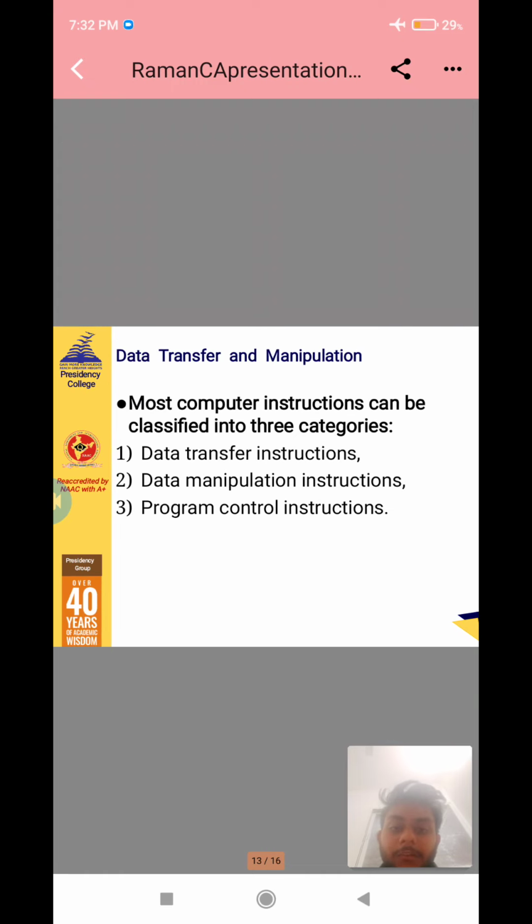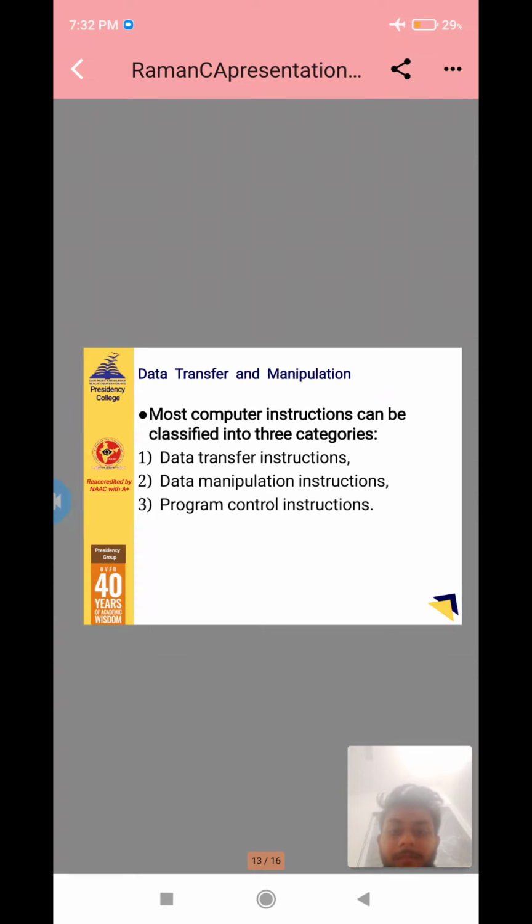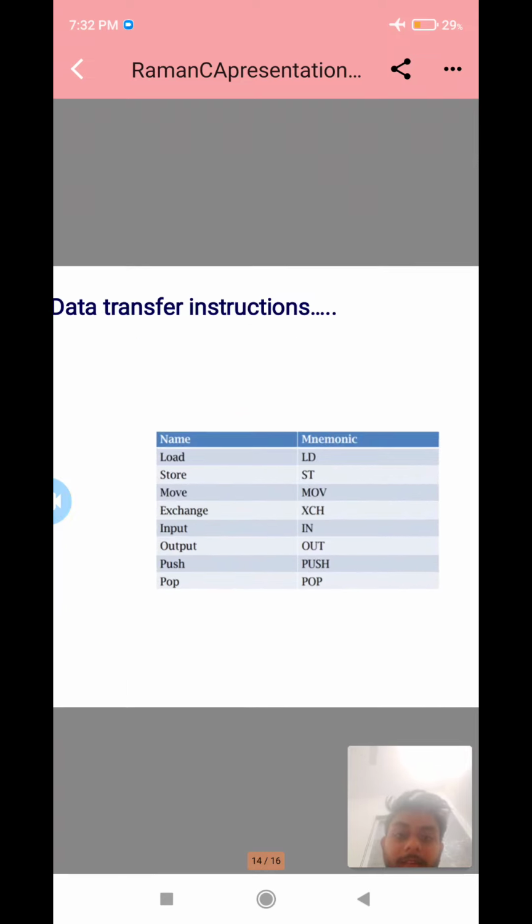Data transfer and manipulation. Most computer instructions can be classified into 3 categories. Let's see all these 3 categories. The first one is data transfer instructions. The second one is data manipulation instructions. And the third one is program control instructions. So these are the 3 categories. And here LD stands for load, ST stands for store, MOV stands for move, XCH stands for exchange, IN stands for input, OUT stands for output, PUSH stands for push, and POP stands for pop.